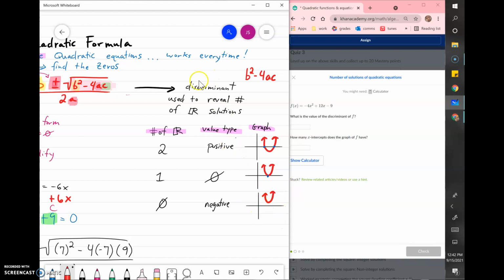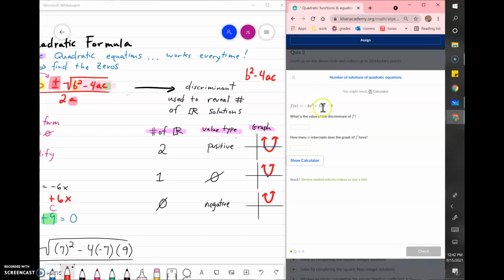And so we can use the discriminant in order to determine how many solutions, not what they are, but how many there would be, how many real solutions there would be. So the discriminant, when we plug in b, a, and c, if that number comes back as positive, then we know there's 2 real. If that number comes back as 0, then we know that there's 1 real solution. And if that comes back as a negative number, then we know that there would be no real solutions.